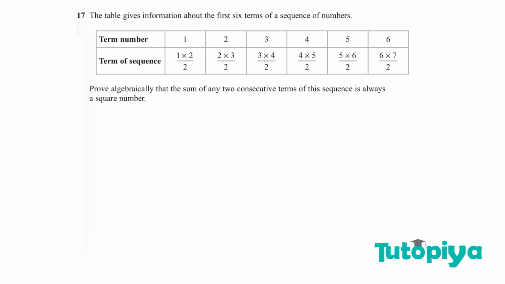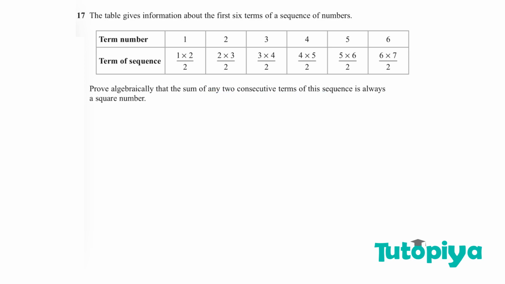Alright, and the solution for this week's quiz quest post is basically, let's have a look. The table gives information about the first 6 terms of a sequence of numbers: term number, term of sequence. Prove algebraically the sum of any two consecutive numbers in this sequence.